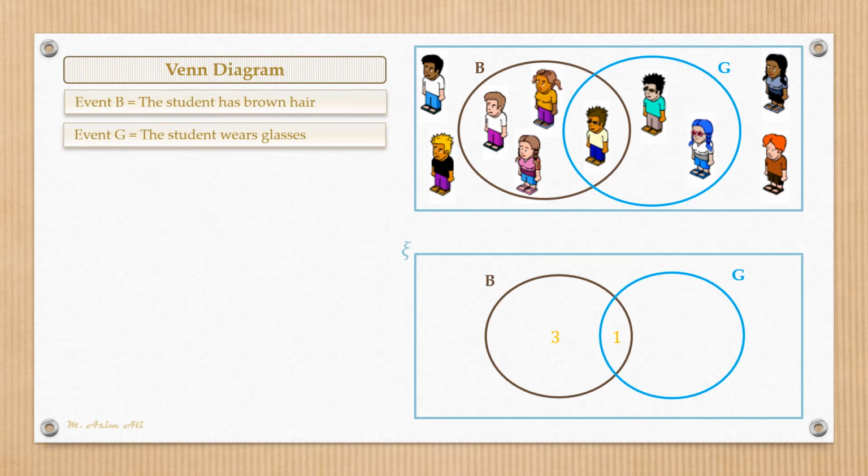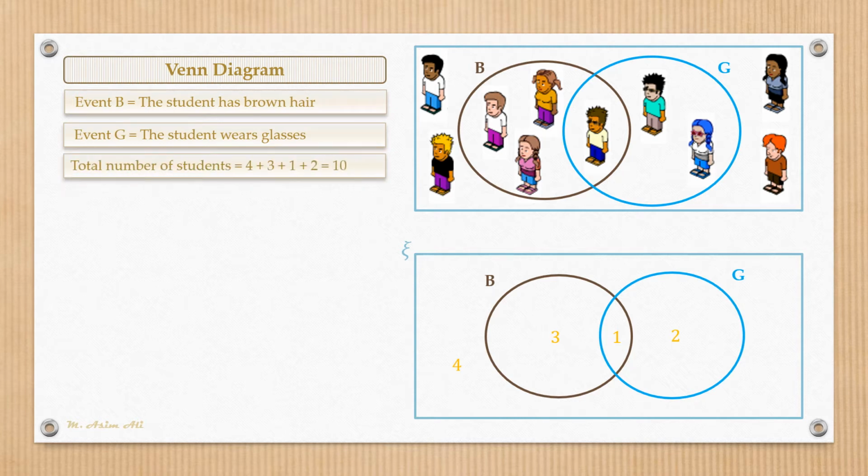Now 3 here. The number of students who have brown hair but are not wearing glasses is 3. They do have brown hair but they are not wearing glasses. And the total number of brown-haired students is, you can see, 3 plus 1. We will count that also. 2 here, because there are 2 students who are wearing glasses but do not have brown hair, right? They have a different hair color, different from brown, but they are wearing glasses, so there are 2 such students. And 4 students are not in either of the 2 sets. That means they neither have brown hair nor are they wearing glasses, so they are 4 in number.